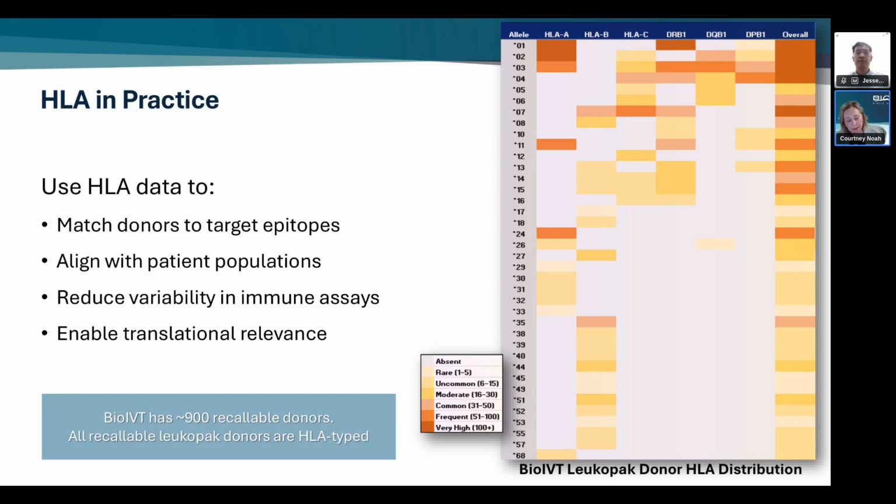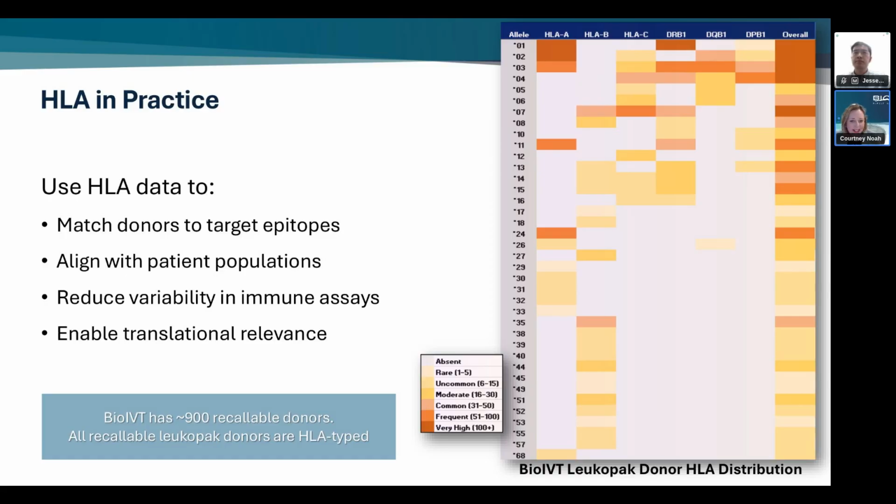At BioIVT, we have over 900 recallable donors. All of those donors have HLA typing associated with them. So like I said, you can really get a good perspective of what that distribution looks like, and pair it up with the distribution of your target therapeutic population or disease patient population. That's really important information to have, and again, the broadness of that access is really valuable.